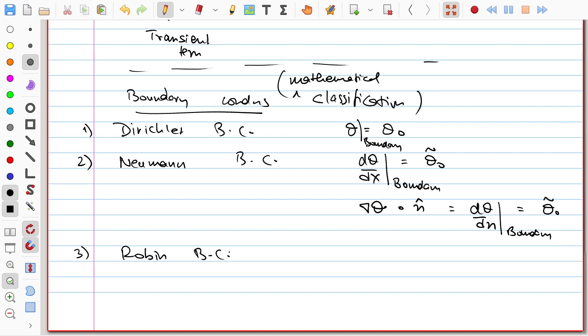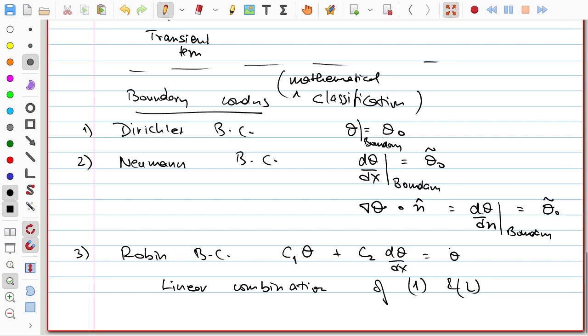And the third one is called Robin boundary condition, that we do not encounter too often, but we do that in heat transfer. So in that, this is simply a linear combination of 1 and 2, of Dirichlet and Neumann. So what that means is that we will specify theta times C1 plus C2 times d theta by dx equal to some theta tilde naught, and this complete is at a boundary.